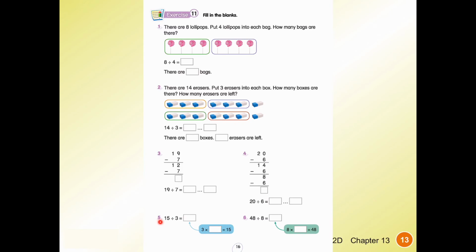And for numbers 5 and 6, this is just trying to show you that when you change the division problem to a multiplication problem, it can help you to find the answer for the division question.